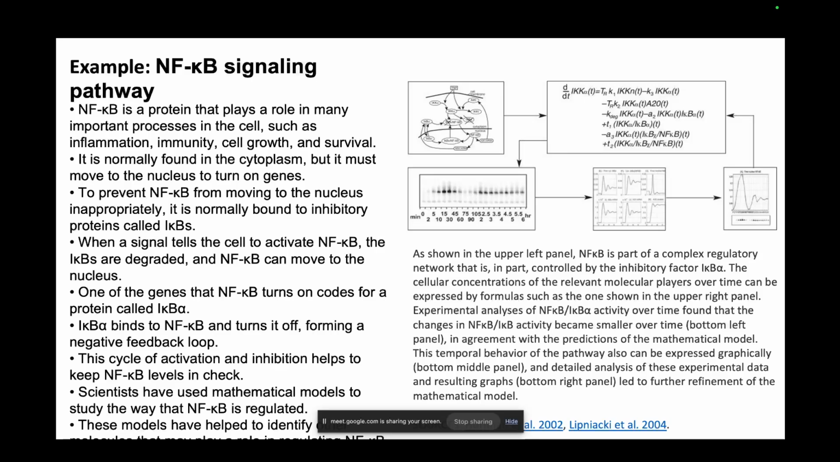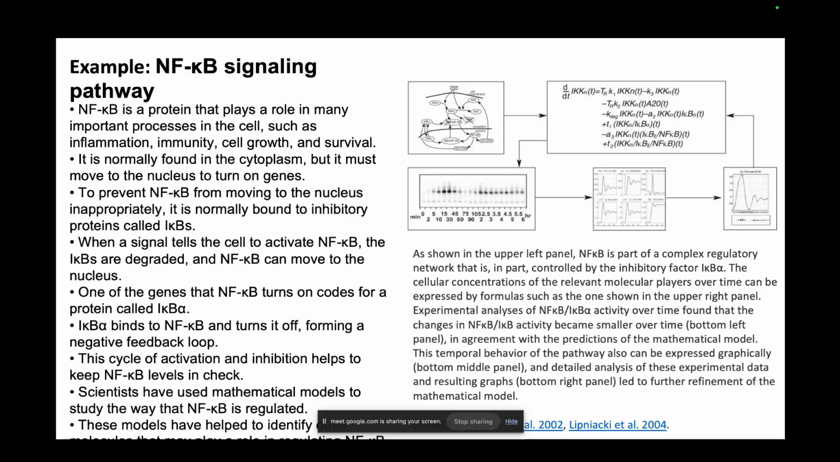So there is a mechanism in place to allow these regulators to go inside and bind to the DNA and allow this regulation. There's a very sophisticated mechanism in place. Initially, when NF-kappa B is inside the cytoplasm, to prevent it from moving to the nucleus inappropriately, it is normally bound to inhibitory proteins which are known as I-kappa Bs.